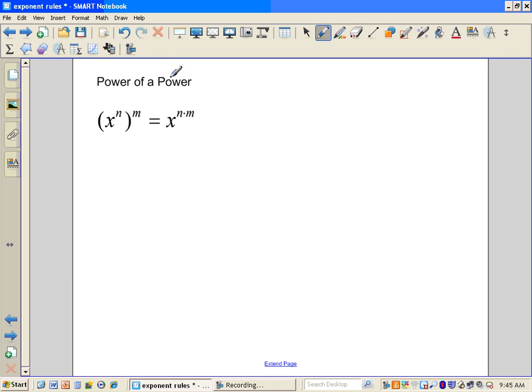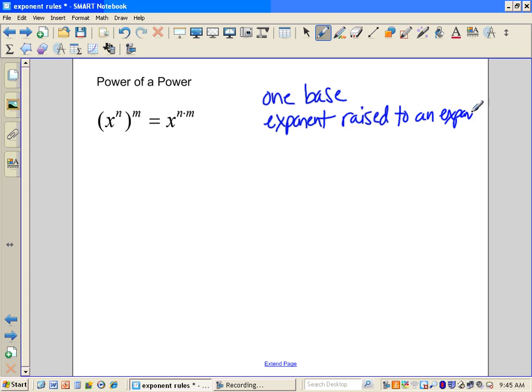So power of a power means we have an exponent being raised to another exponent. Okay, so we only have one base. We have an exponent raised to an exponent. We are going to multiply the exponents.